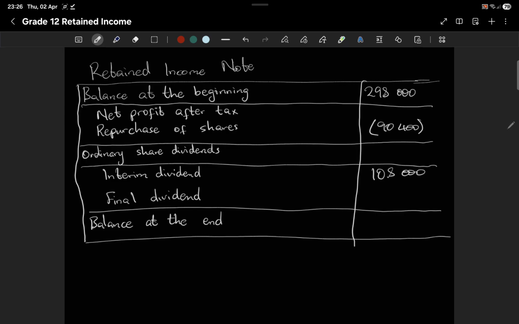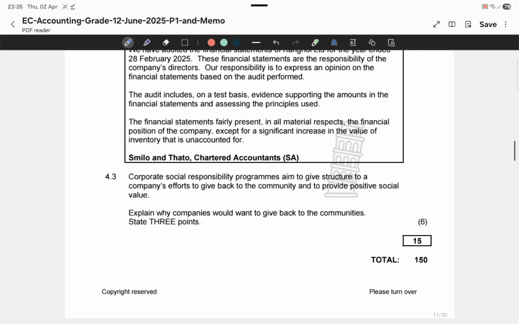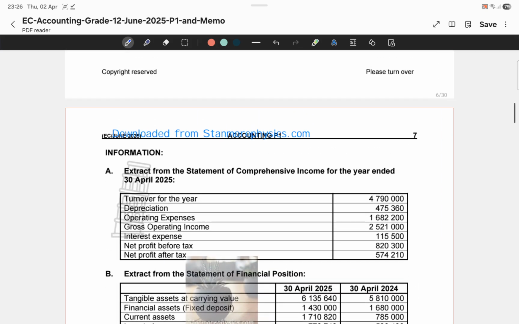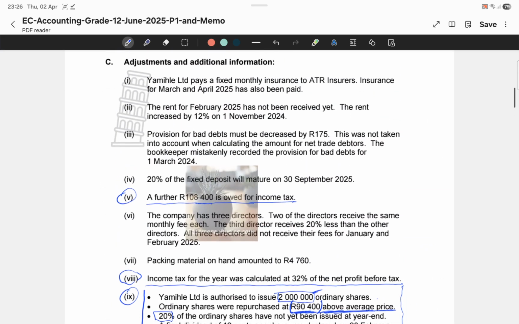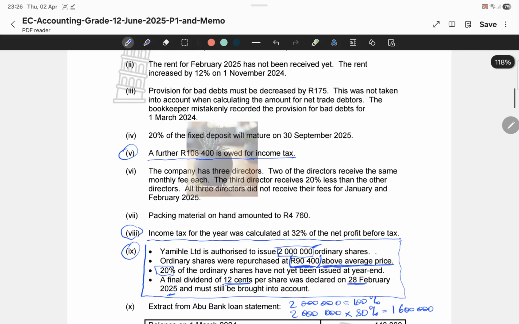Now let's look for the net profit after tax. Okay, first of all, let's look for the information again. We have the percentage of the income tax, which is 32% of the net profit before tax.